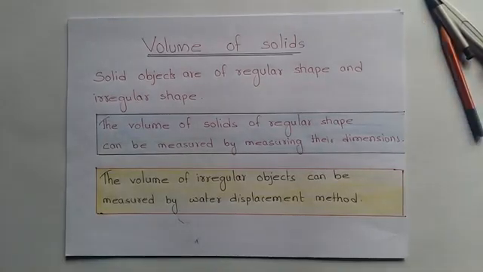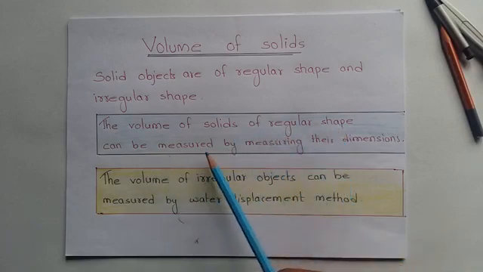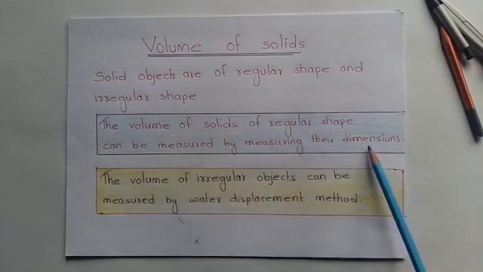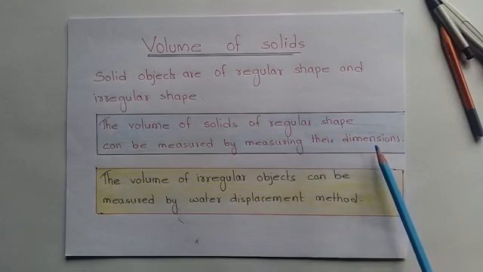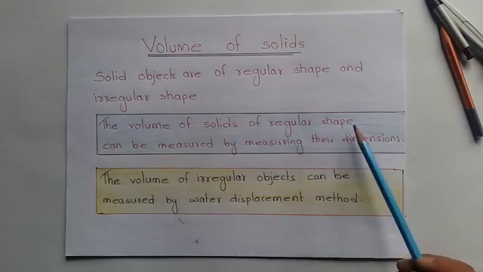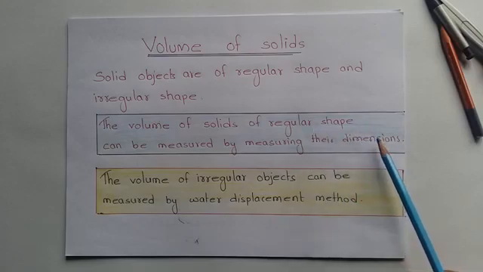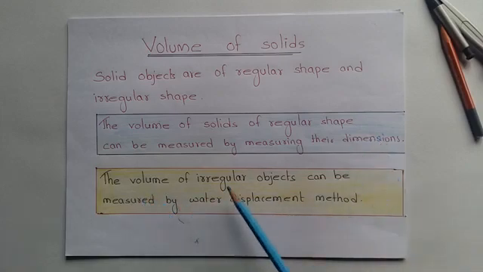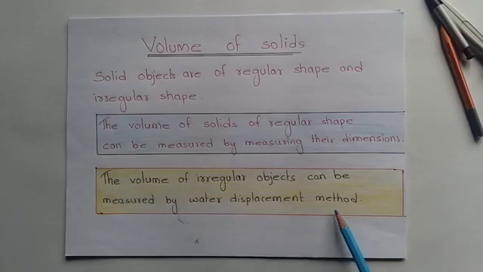Now, volume of solids. Solid objects are of regular shape and irregular shape. The volume of solids of regular shape can be measured by measuring their dimensions. The dimensions here refers to the length, breadth and the height. If an object is of regular shape, then it will have length, breadth and height, so we can calculate the volume. But if the object is irregular, we measure the volume of irregular object by water displacement method.